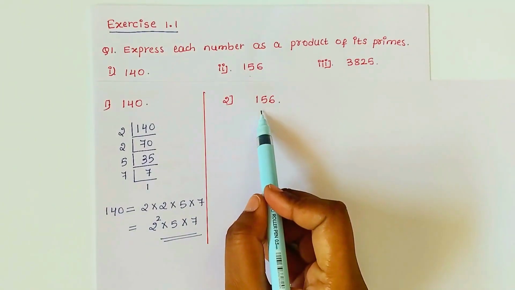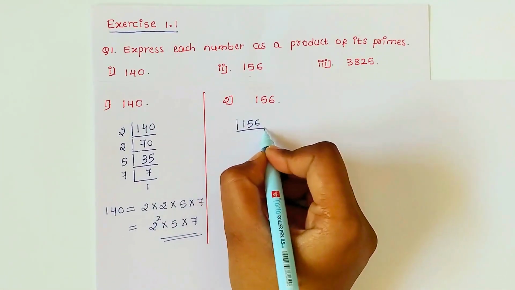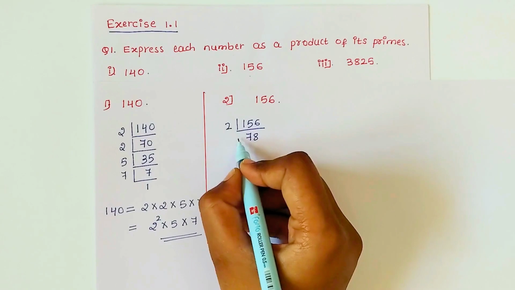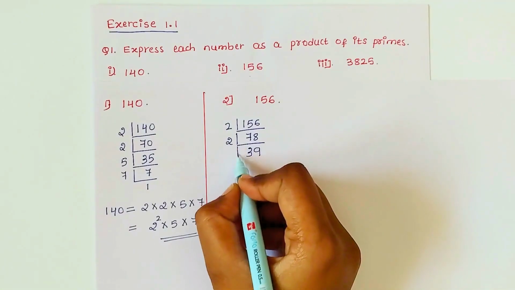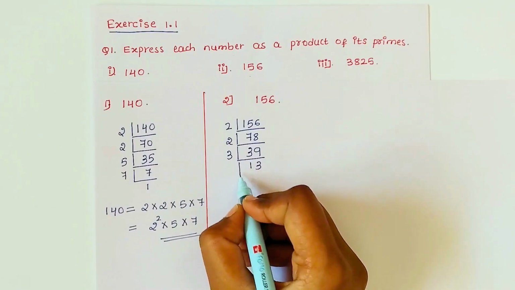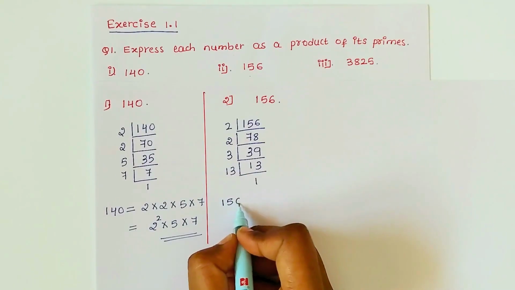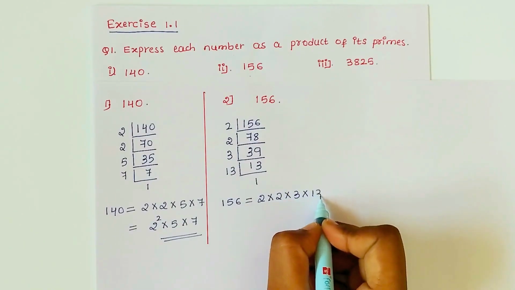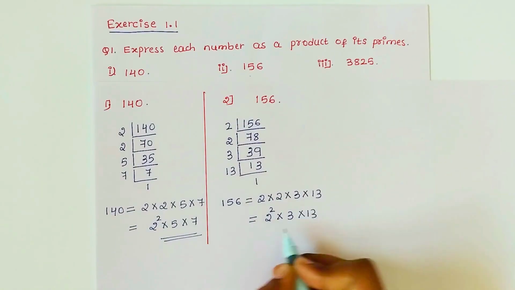The second question is 156. Again use the division method. Start with 2. 2 7s are 14, 2 8s are 16, 2 3s are 6, 2 9s are 18. Next 3 1s are 3, 3 3s are 9. Next 13 is a prime number, 13 1s are 13. Again write 156 as 2 into 2 into 3 into 13. We can write it as 2 to the power 2 into 3 into 13.